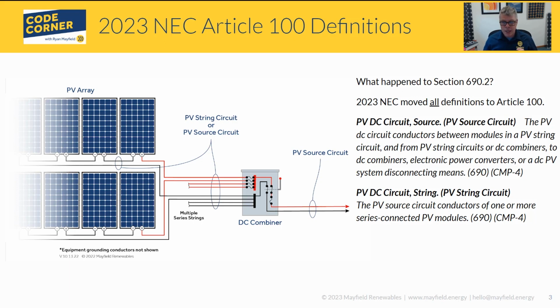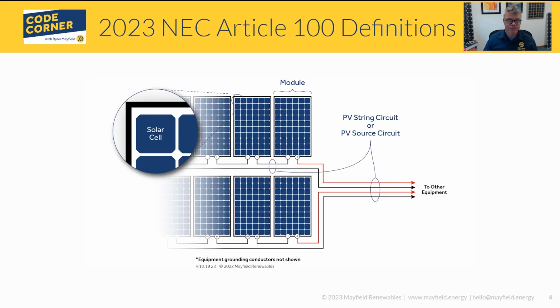The interesting thing is when we look at the definitions, when we look at the images that 690 now has, those changed in 2023, so it's worth going and looking at. And it's reflected here in this slide: string and source circuits really are one and the same thing. So they're equivalent in the eyes of code.